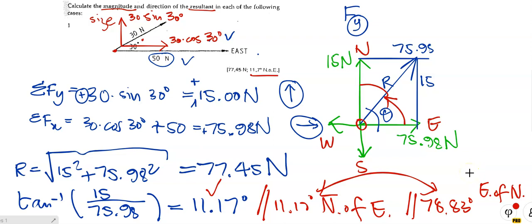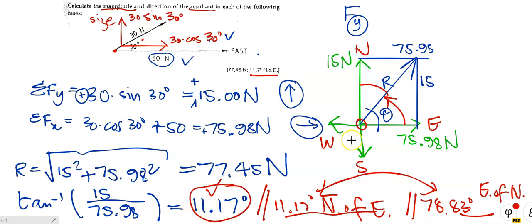Now if you tell me the direction of the resultant is 78.83 degrees, it's going to be wrong. If you say it's 11.17 degrees east of north, it's going to be wrong. If you say it's 78.83 degrees north of east, it's going to be wrong. It has to be exactly one of these. People seldom get it right. You need to get it right. I will generally write answers like this.